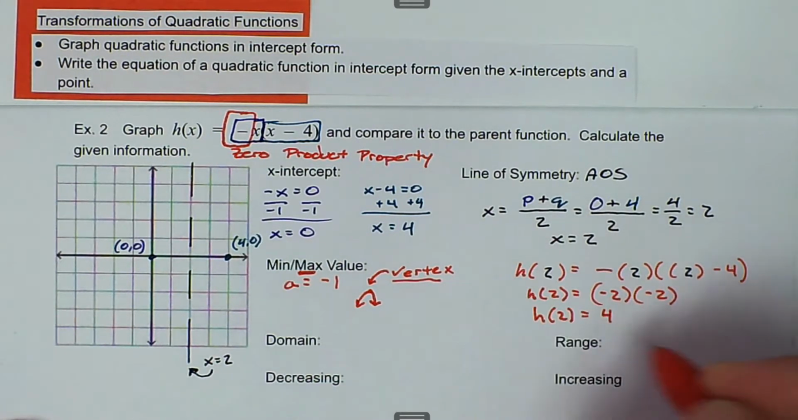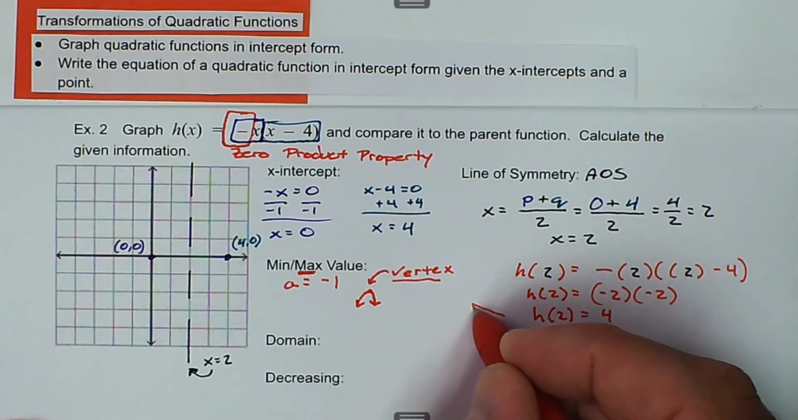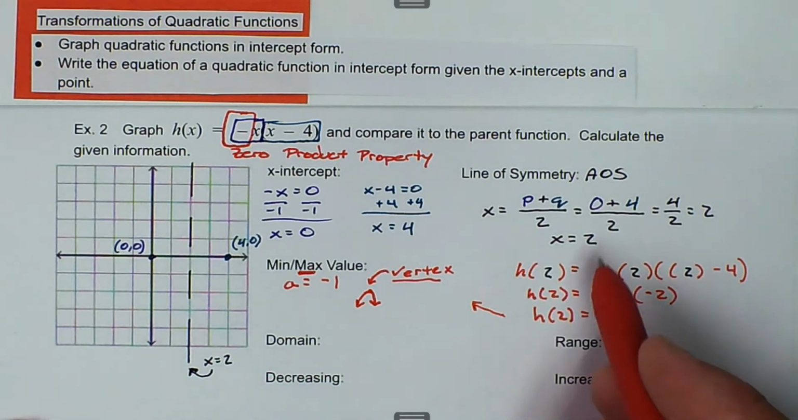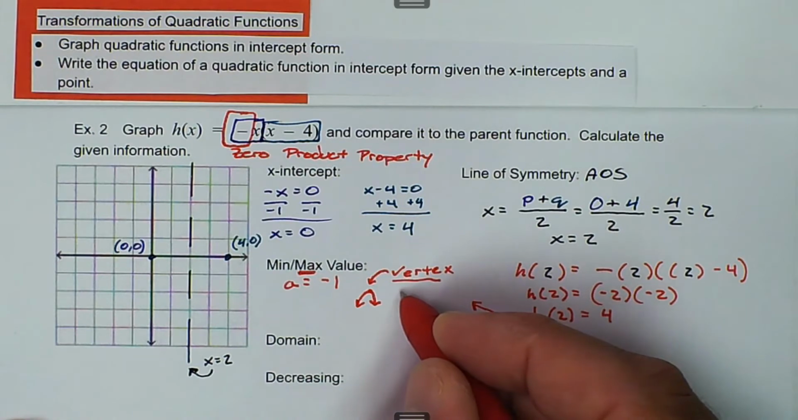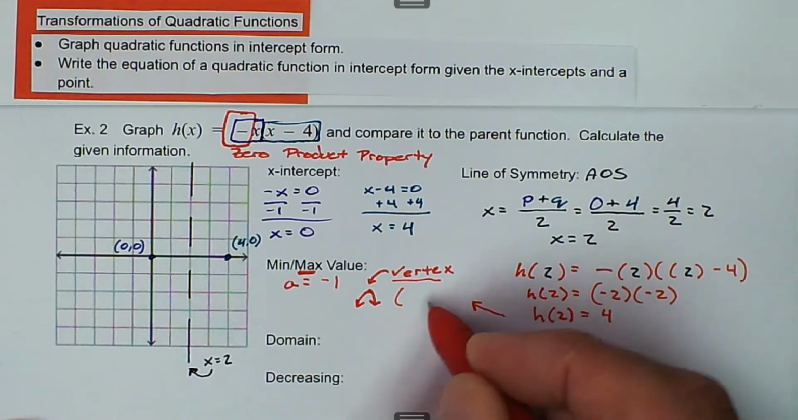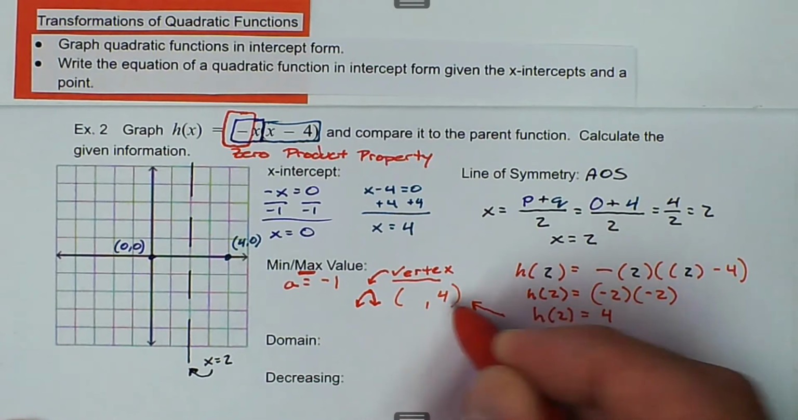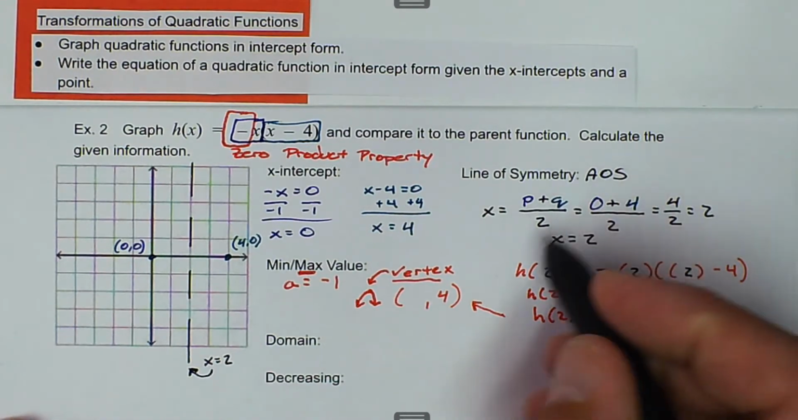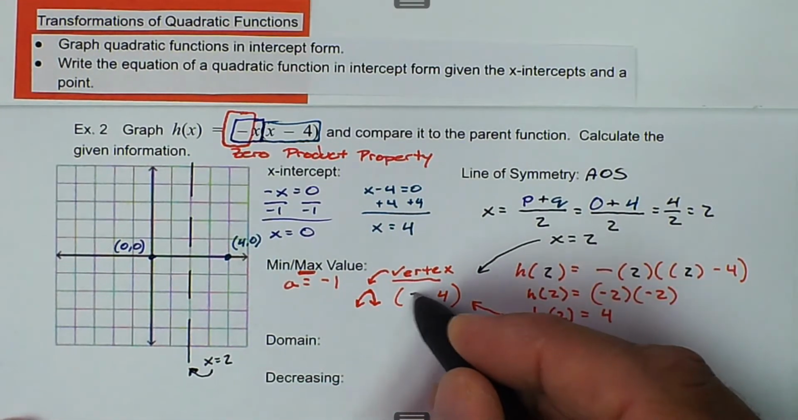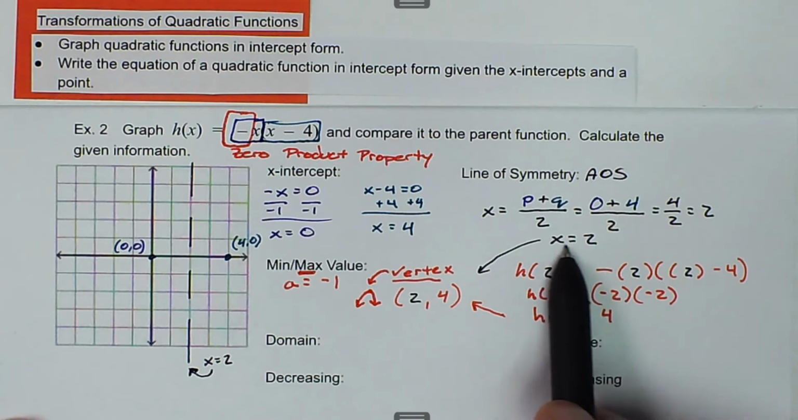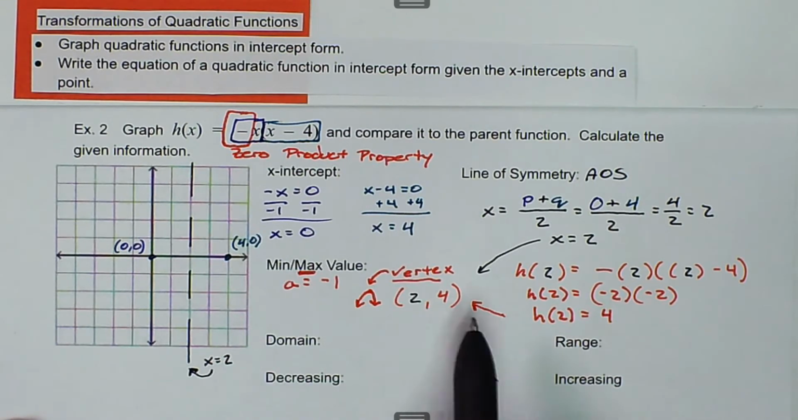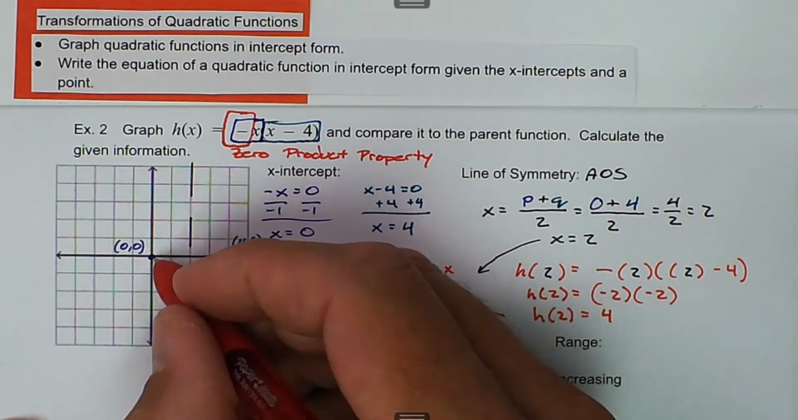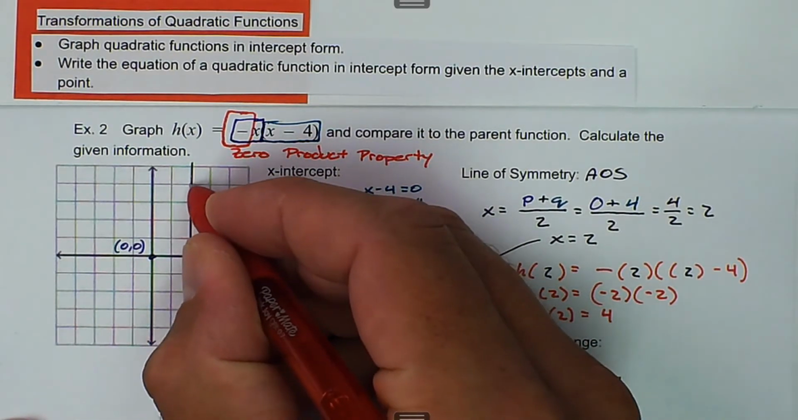So our vertex: we calculated our y there, and we calculated our x over there. And so our vertex is 2, 4. That's where we got our x portion from our axis of symmetry, substituted in and calculated our y, and that gave us our vertex. So our vertex is located at 2, 4, so over 2, up 4.